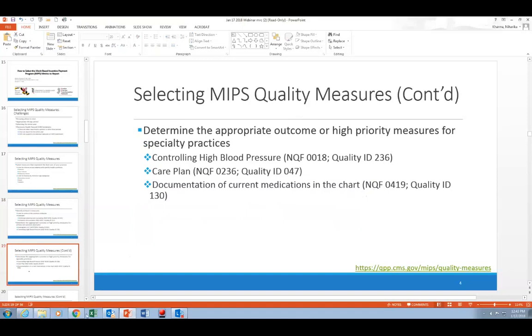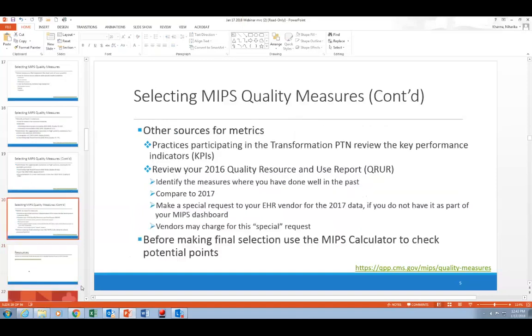There are also other sources for metrics. For example, if you are participating in the Practice Transformation Network, you would have been collecting and reporting the key performance indicators to the PTN. Those are also good metrics for you to consider reporting under MIPS. And if those work for you, then it simplifies your need for going back into your EHR and finding other metrics.